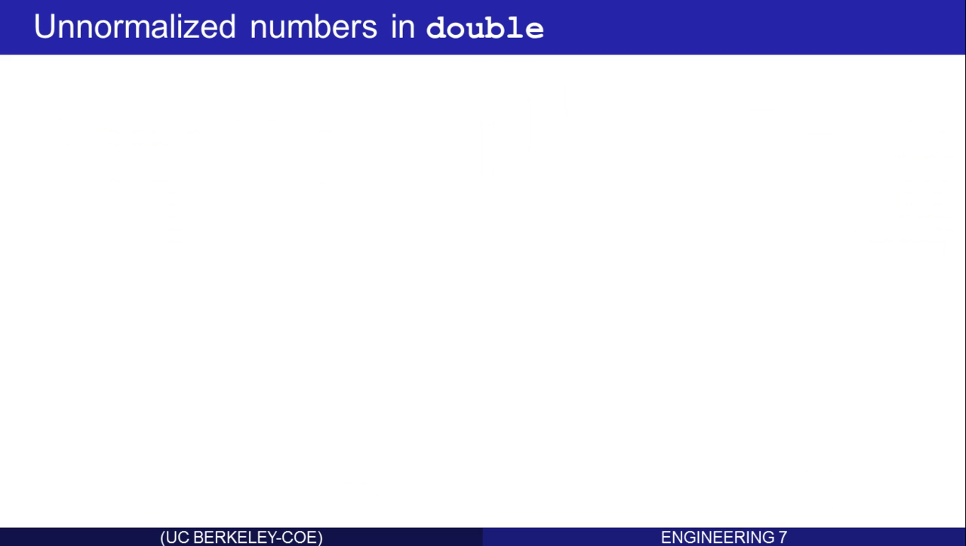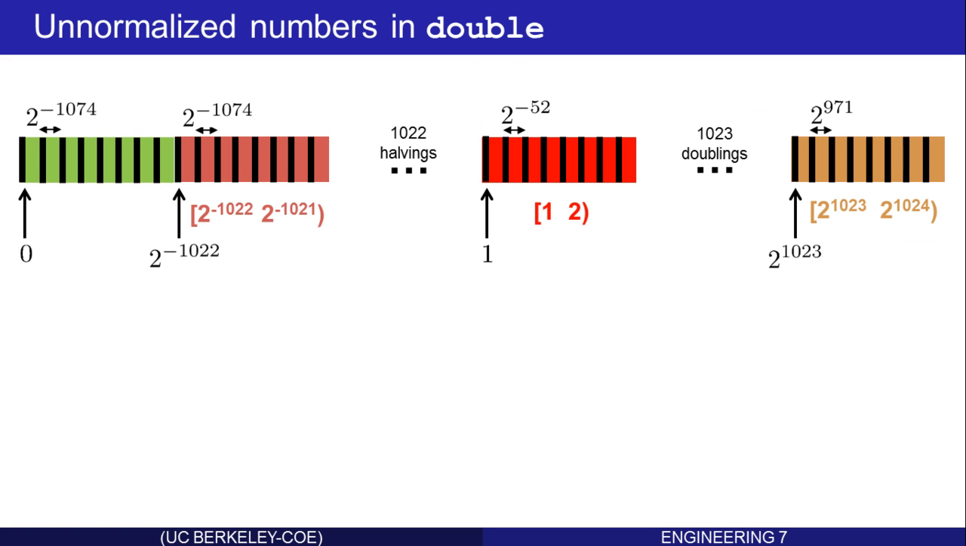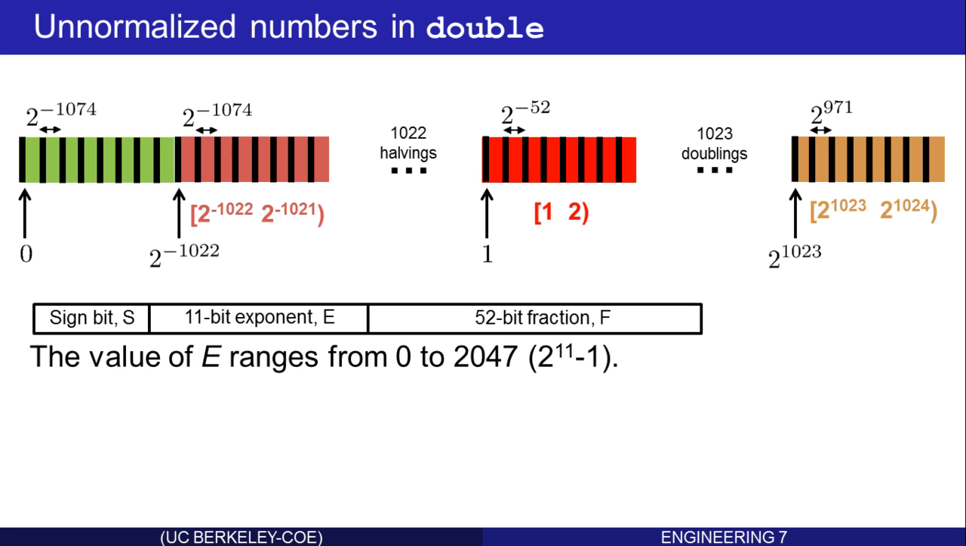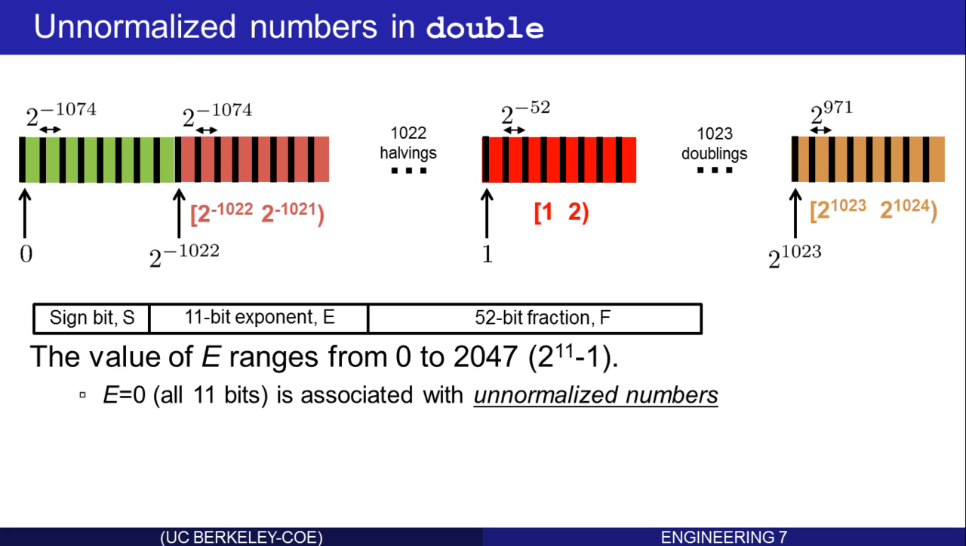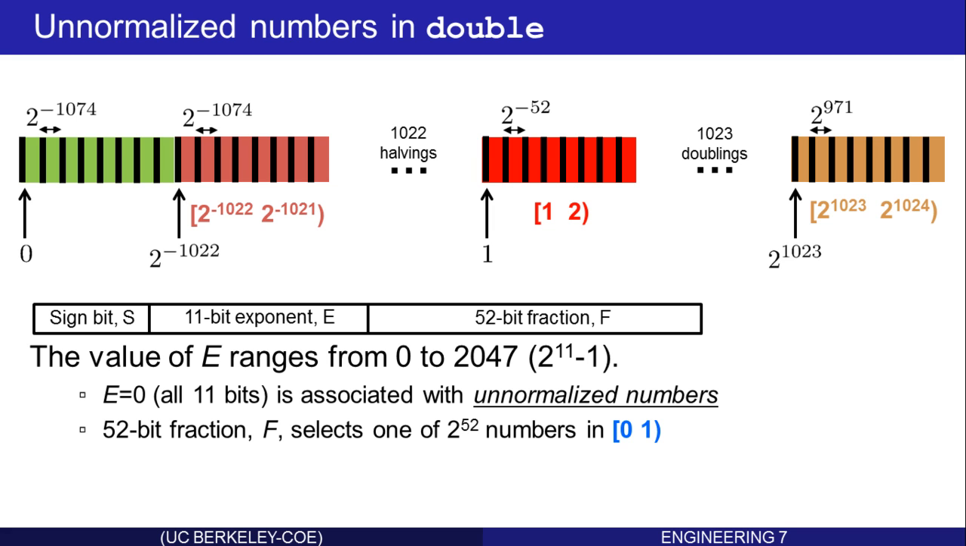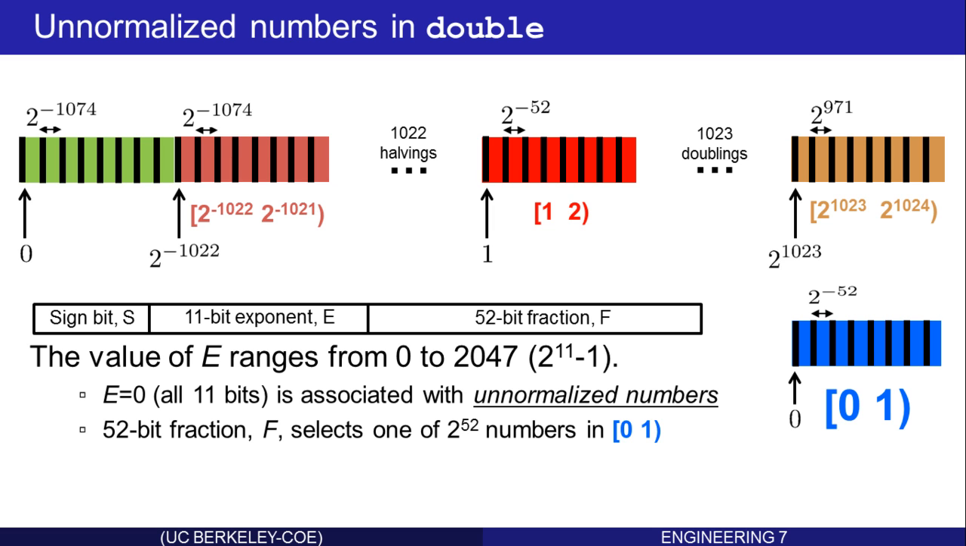Next, let's look at the unnormalized numbers. First, draw all the positive numbers in the number system, and then again, focus attention on e. On the previous slide, we saw that the values 1 to 2046 represented normalized numbers. E equals 0, in other words, all 11 bits equal to 0, is associated with the unnormalized numbers. The 52-bit fraction f selects one of 2^52 numbers in the interval 0 to 1. Those have a spacing of 2^-52, just like the interval from 1 to 2. It's just shifted to 0 to 1.